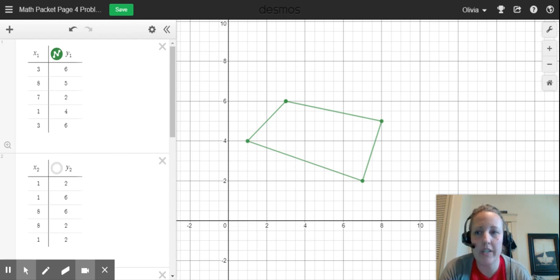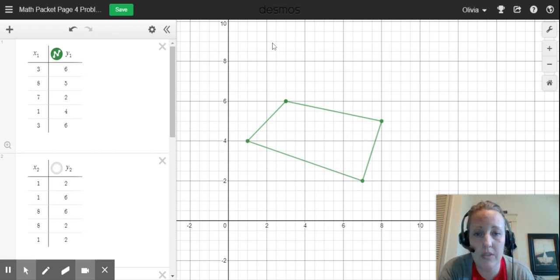Hey, I'm working on the math packet, page 4, and it's problem number 3. This is a tough one. The problem asks you to graph these various points on a coordinate plane and create a quadrilateral that has an area of 16 square units. So I felt like rather than doing this on paper, I wanted to show you a cool tool.